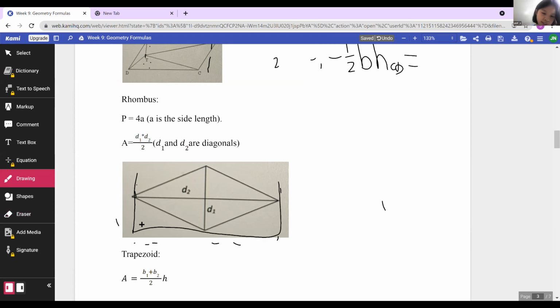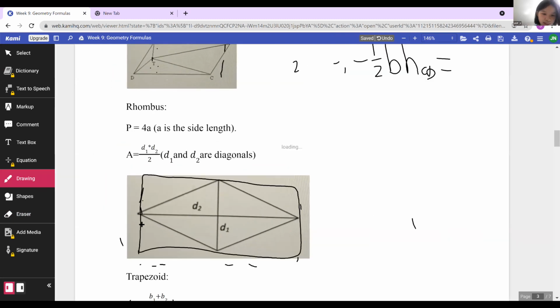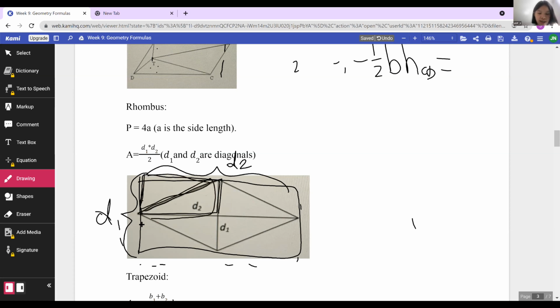we could draw a rectangle outside of the rhombus, and then the rectangle will have a length and width of d1 and d2. So you can actually see the rhombus is half the area of the rectangle, because for every one of these little rectangles, these triangles are equal in area.